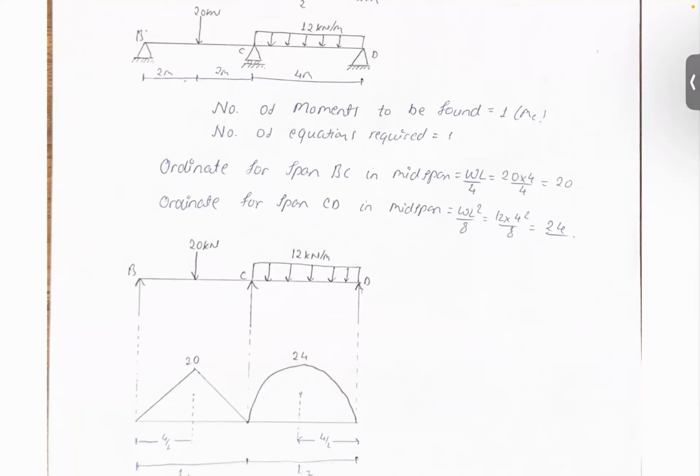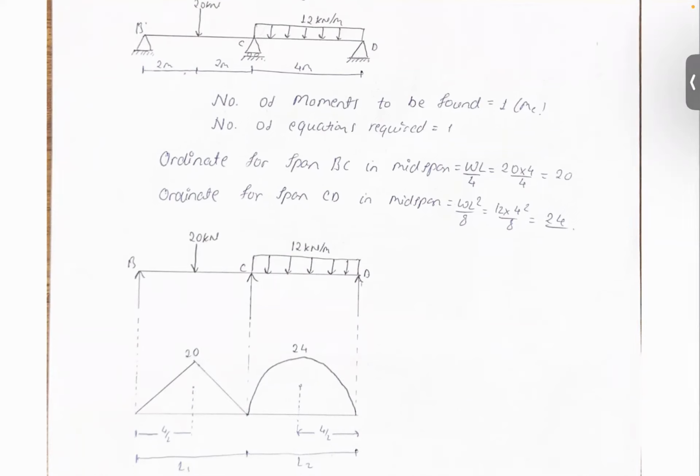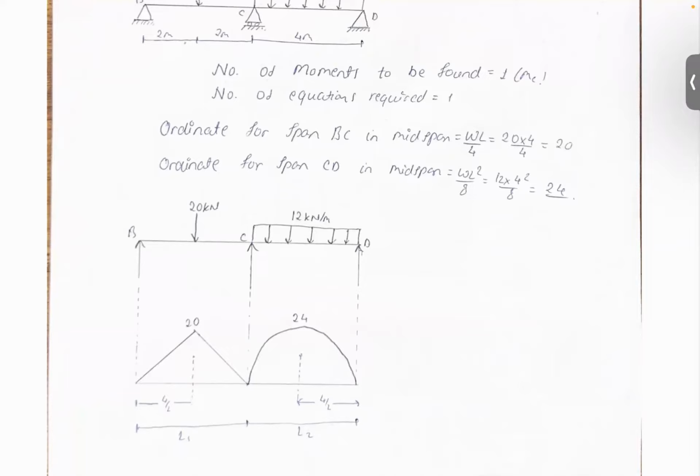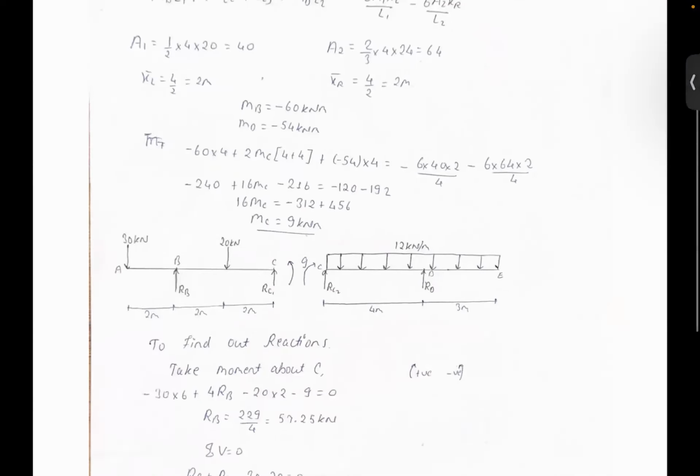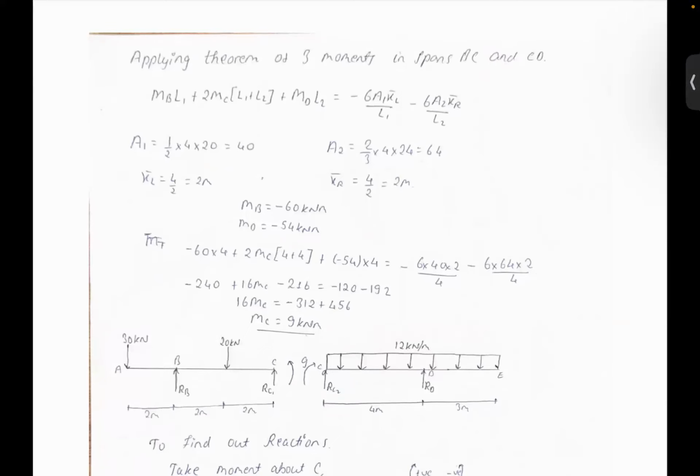The first step is to calculate the ordinates of BC and CD with the help of the formula. So the ordinates are calculated here. Then we will apply the theorem of three moments in spans BC and CD. The formula is shown here.